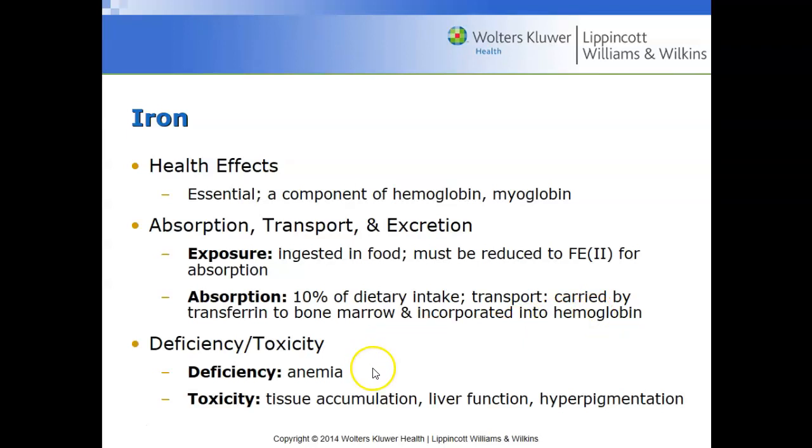Deficiencies cause anemia, and increased levels of iron can accumulate in tissue and cause a problem with liver function, and also, again, hyperpigmentation.